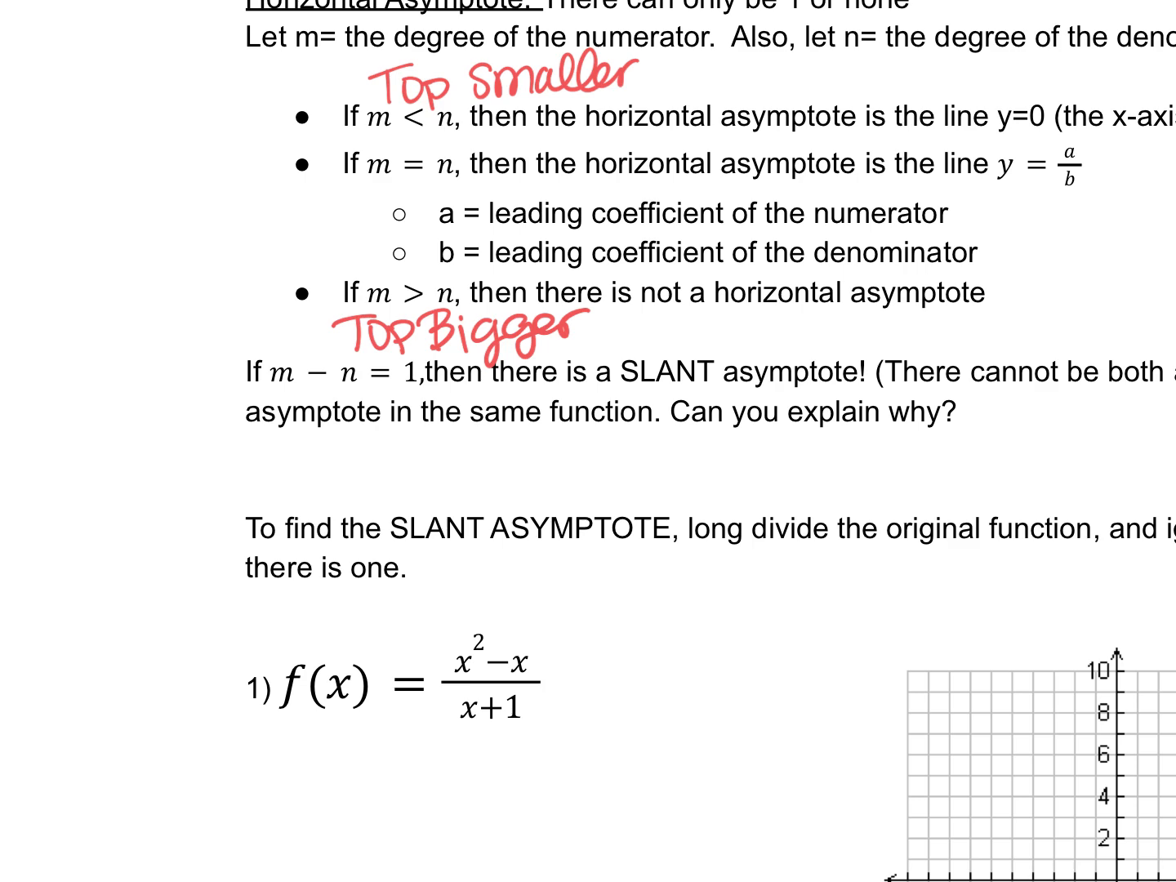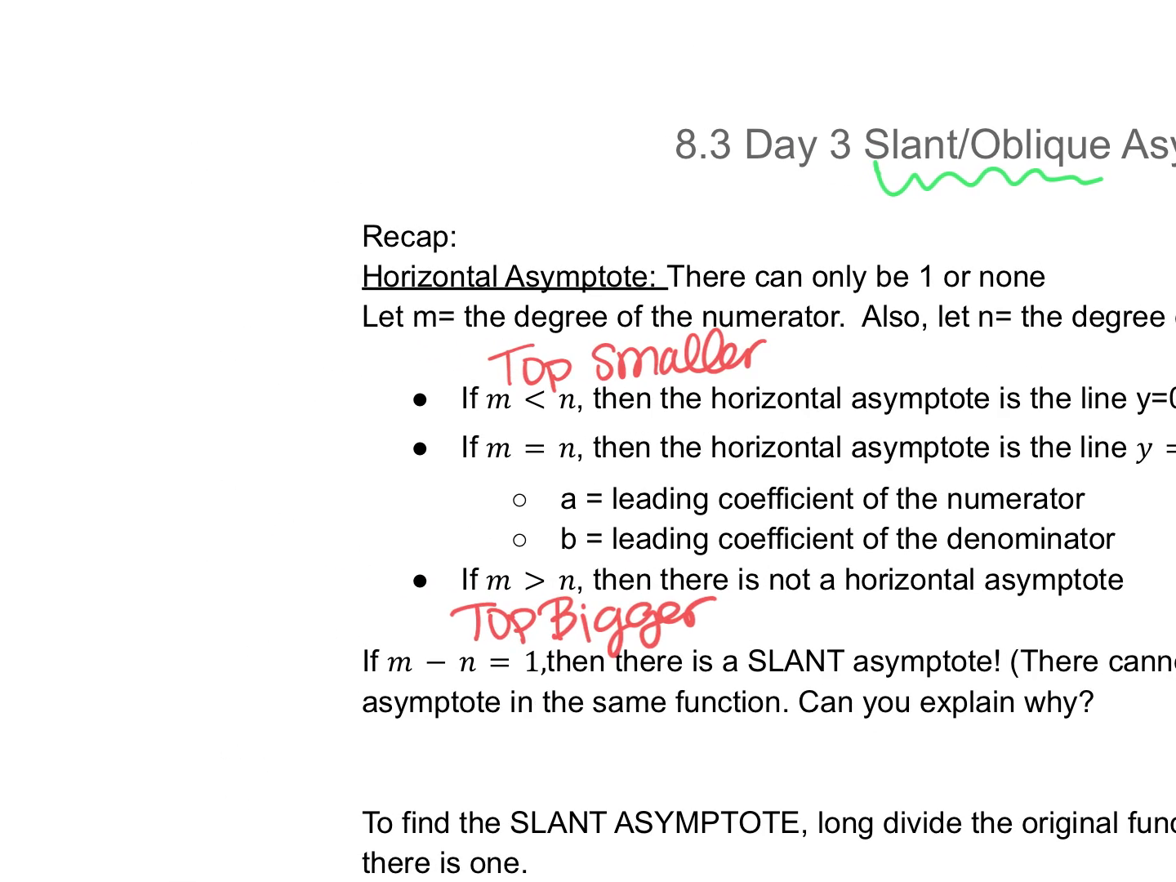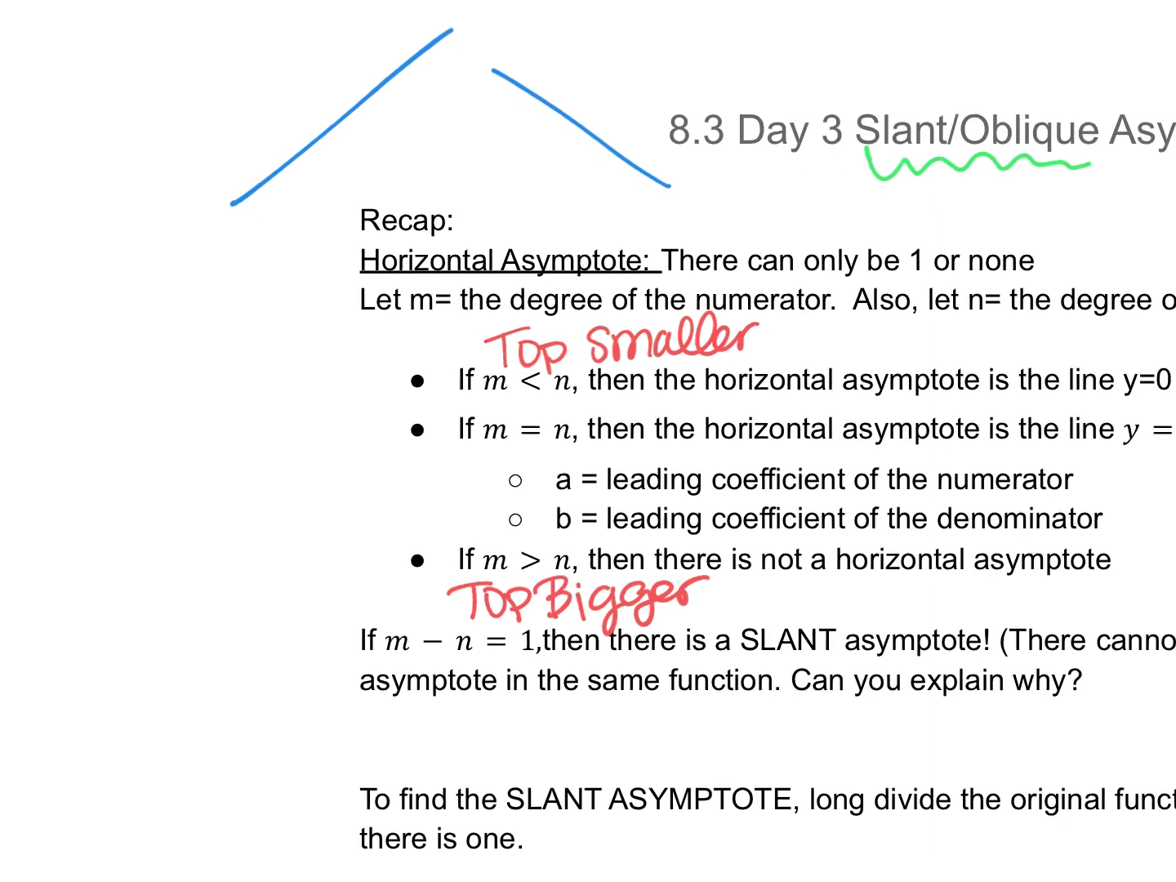Okay, so now we're going to have a different kind of asymptote called a slant asymptote. You may also see it called an oblique asymptote. Don't freak out. Slant, oblique means the same thing. It depends on what textbook you're looking at. So these are literally going to be a slant. It's going to be an equation of a line. That's going to be a new asymptote, which is fun.